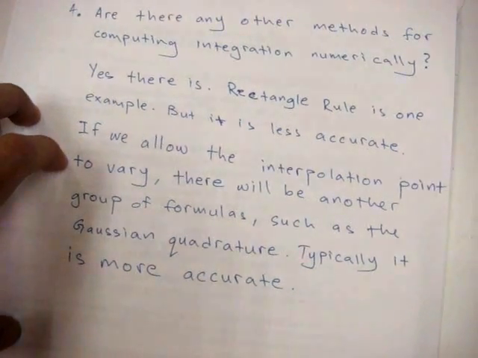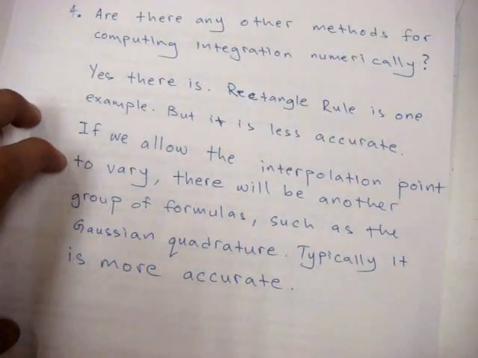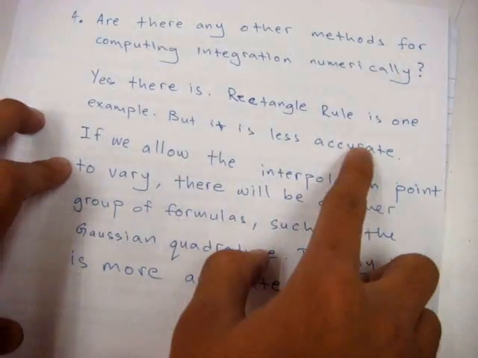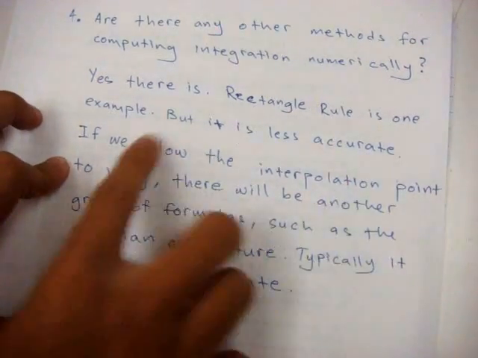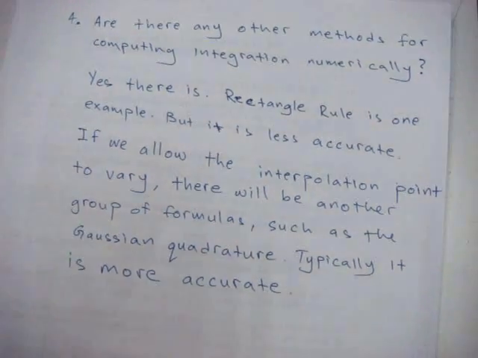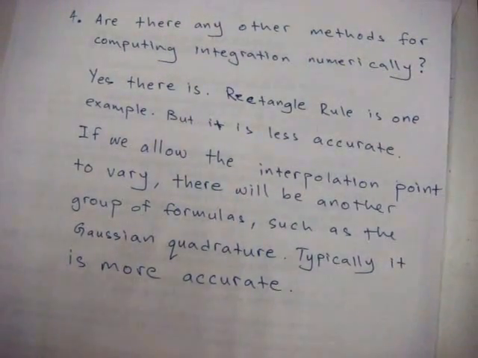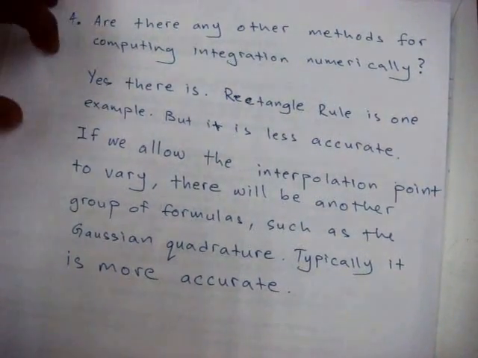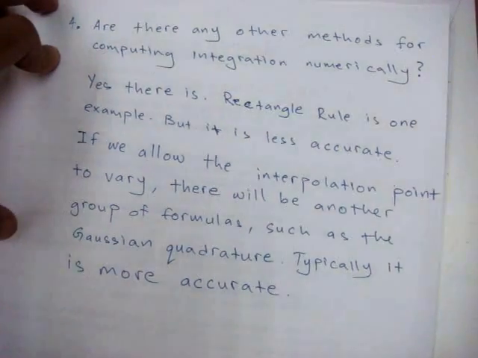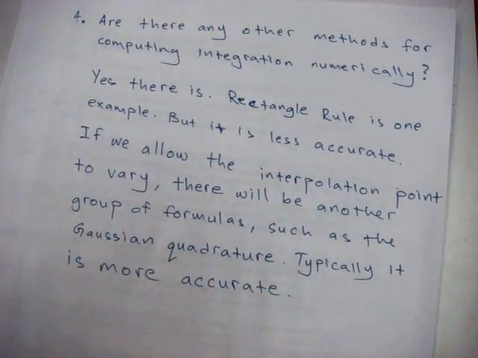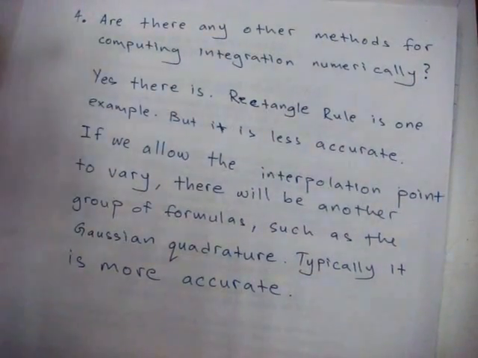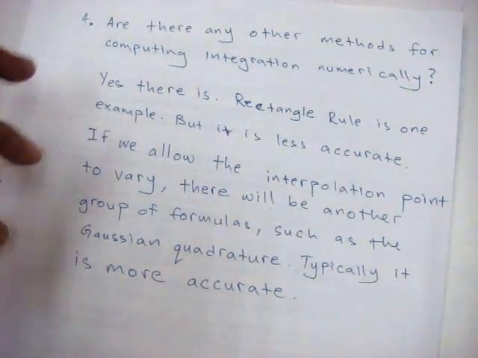Yes, there is. One of the other methods is the rectangle rule, but it is less accurate compared to the Simpson's rule and the trapezoidal rule, because the rectangle rule uses the area of rectangles under the graph. Thus, there will be more error.